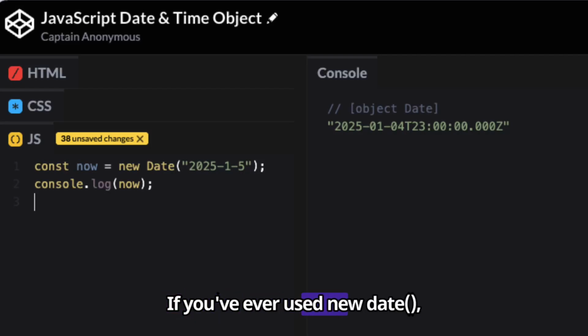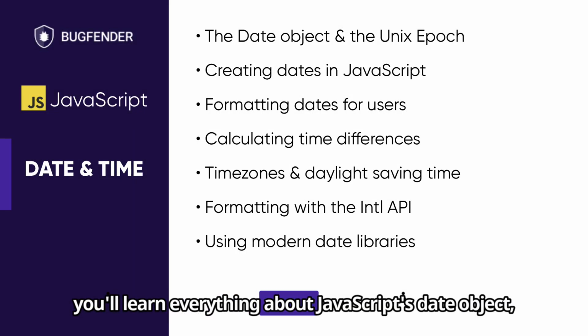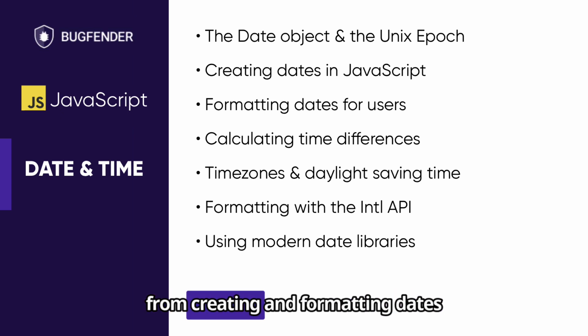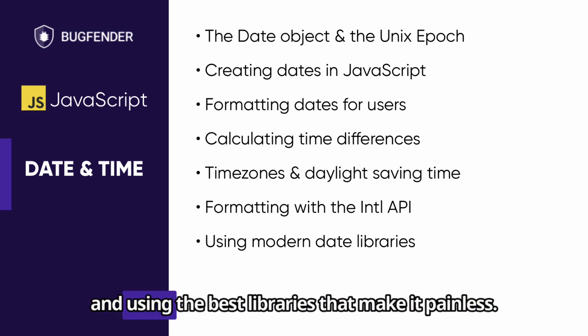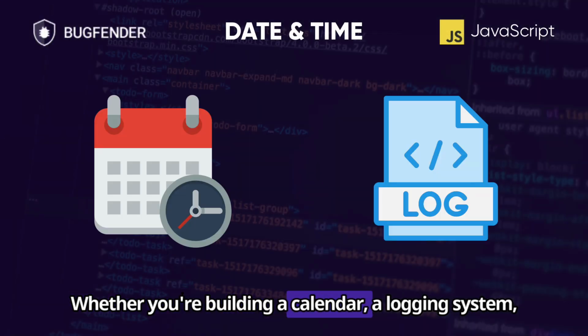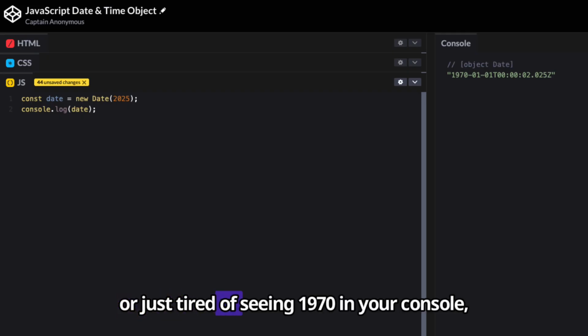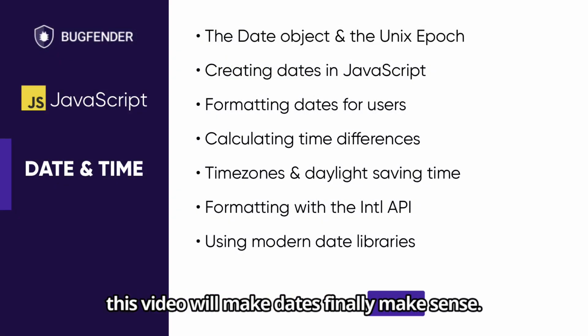If you've ever used new Date and got weird results, this tutorial is for you. You'll learn everything about JavaScript's Date object, from creating and formatting dates to handling time zones, fixing confusing outputs, and using the best libraries that make it painless. Whether you're building a calendar, a logging system, or just tired of seeing 1970 in your console, this video will make dates finally make sense.